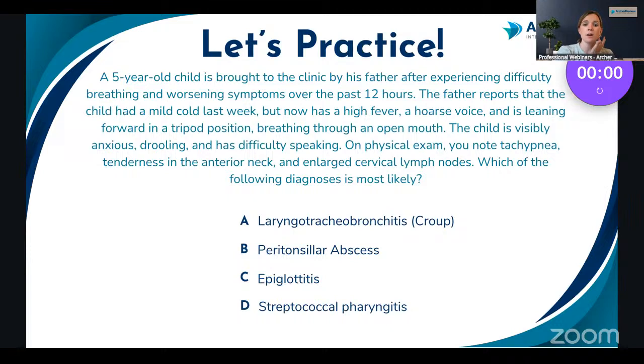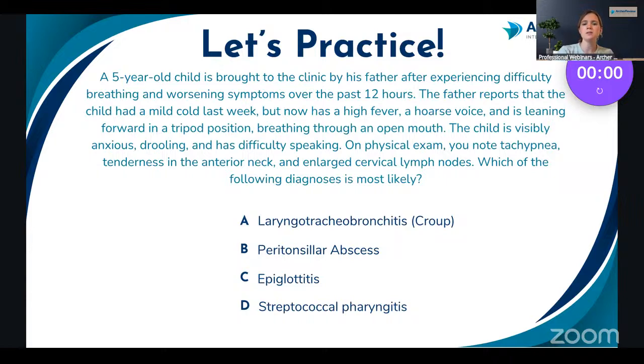It's caused by an infection, usually by Haemophilus influenzae type B. We do give vaccines for it, so that's why we're not seeing it as often. But it is a medical emergency, and they will need to go to the emergency department also.